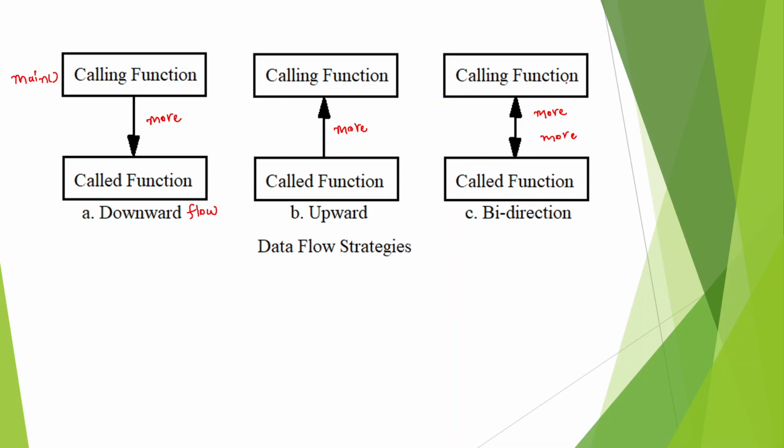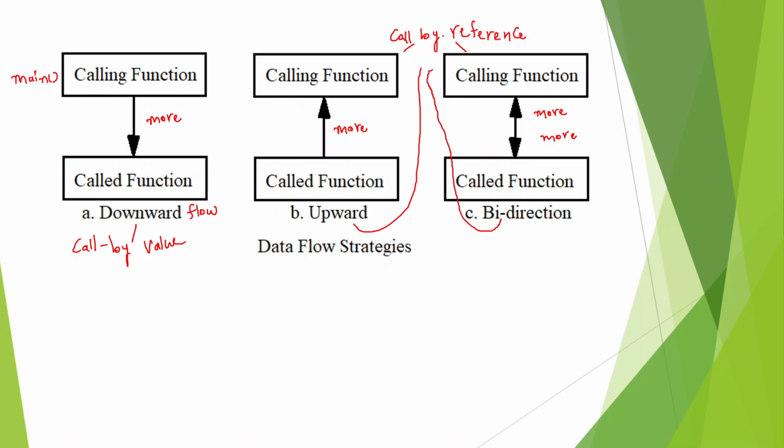In this phenomenon, the first strategy we discussed, sending values from calling to called, is what we call call by value. And these two, upward and bidirectional, we call call by reference. These two strategies are call by reference strategies: the upward strategy as well as the bidirectional strategy. Only the downward flow is known as call by value, while both upward and bidirectional are known as call by reference. Let's go to the first one, downward flow, and try to understand.